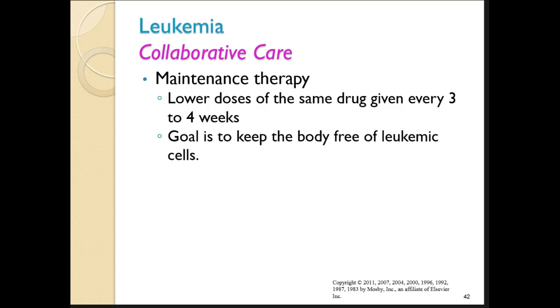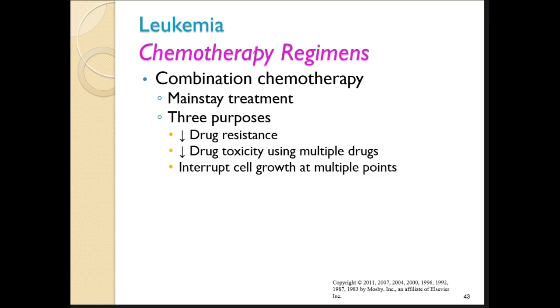Maintenance therapy is a treatment with lower doses of the same drugs used in induction or other drugs given every 3 to 4 weeks for a prolonged period. Like consolidation or intensification, the goal is to keep the body free of leukemic cells. Each type of leukemia requires different maintenance therapy. You can refer to Table 31-26 for the different types of regimens that are used with the different types of leukemia. I will not be testing you on specifics, but we may talk about side effects that can occur.